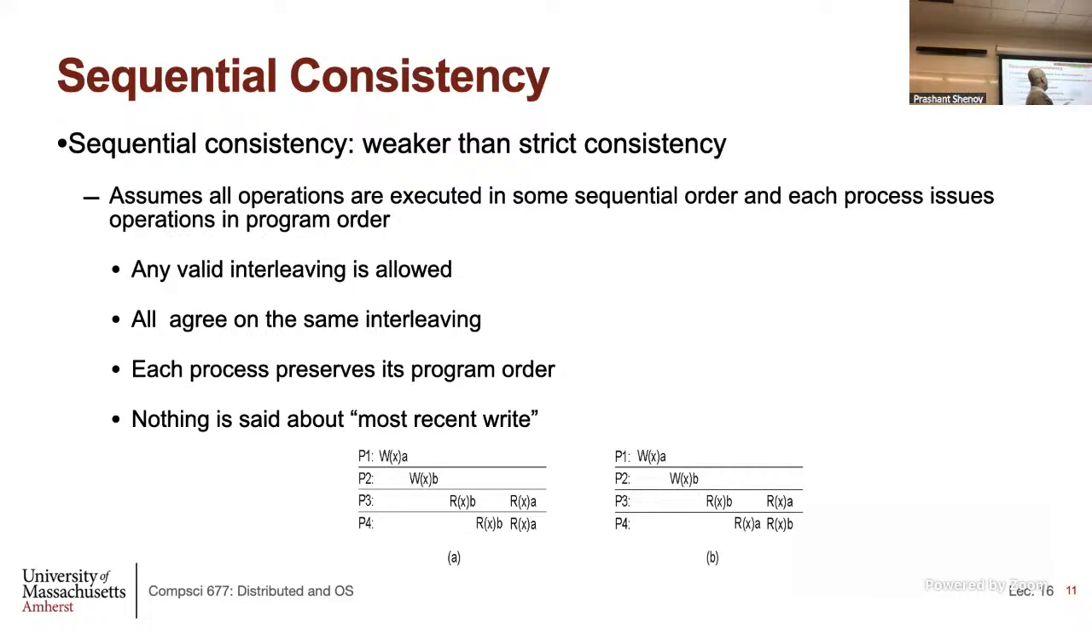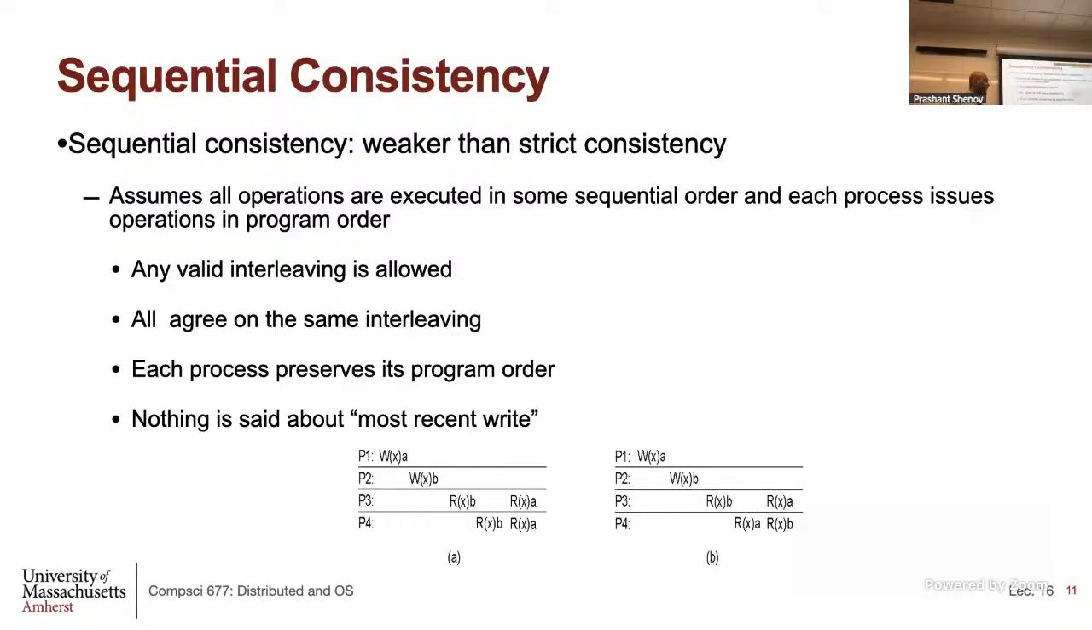And then we will assume furthermore that when you have multiple processes, their reads and writes are going to be interleaved. Any valid interleaving will be allowed, and all processes have to agree on the same interleaving that preserves program order.